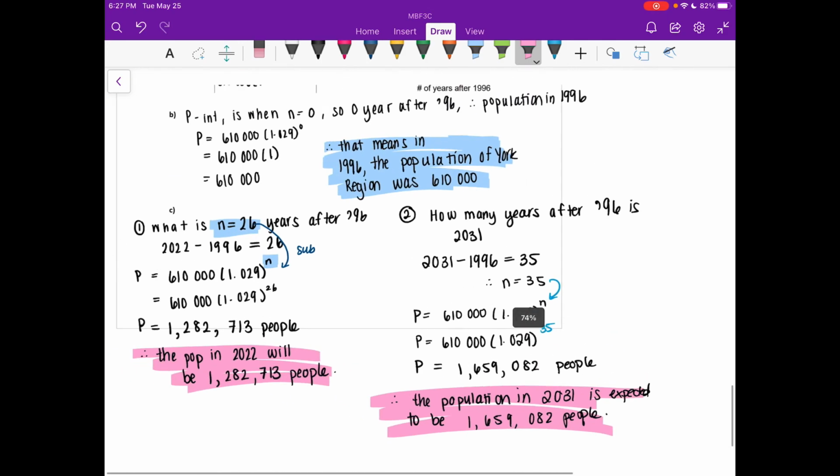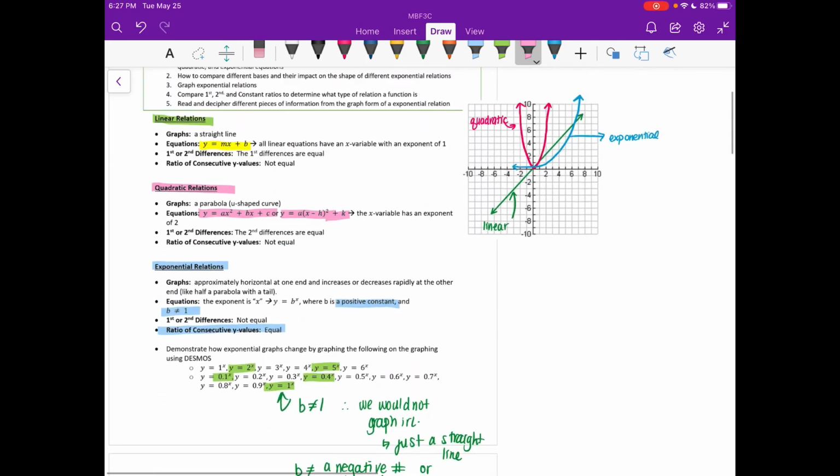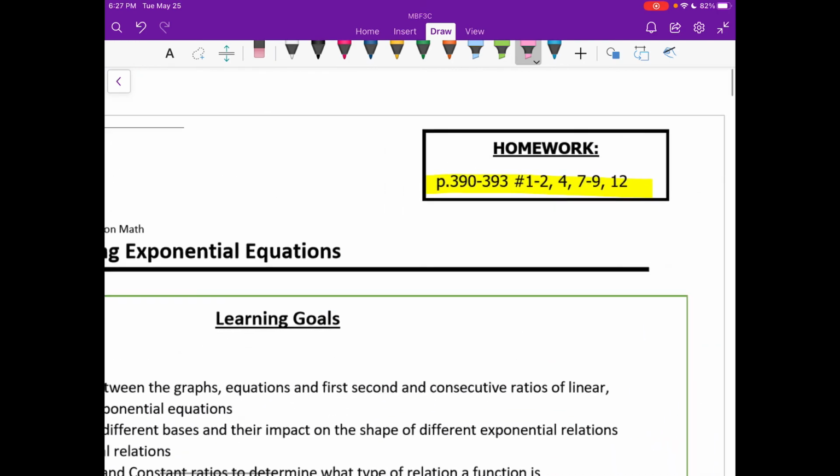And that's it. So again, if you go up here into our homework pages, page 390, questions 1 to 2, 4, 7, 9, and 12, you're going to have some word problems and some straight answer problems where you're graphing and determining the equation. Really good practice problems. Go through it. Next lesson, we'll be doing a little bit more word problems, talking about half-life and exponential decay. Okay?